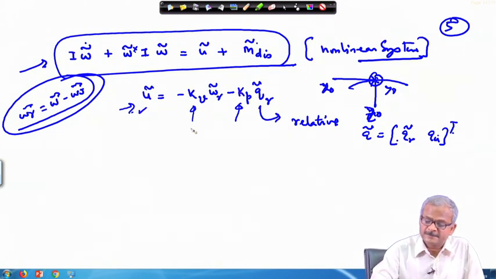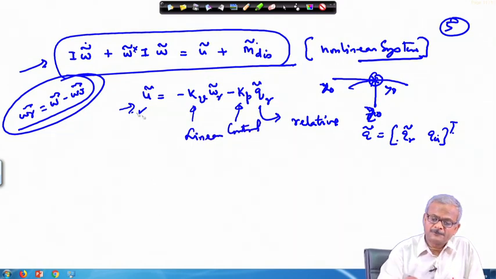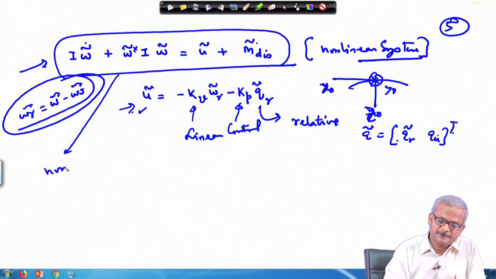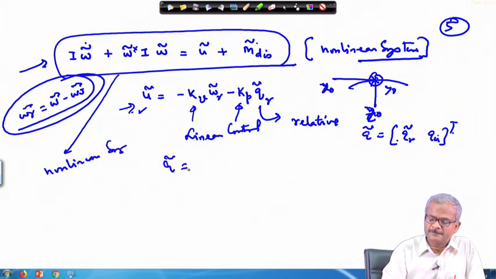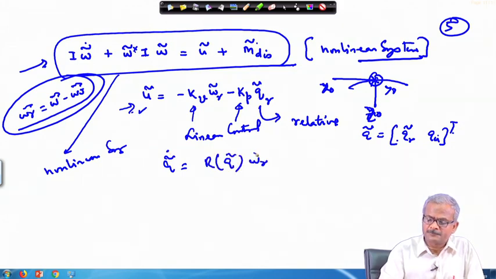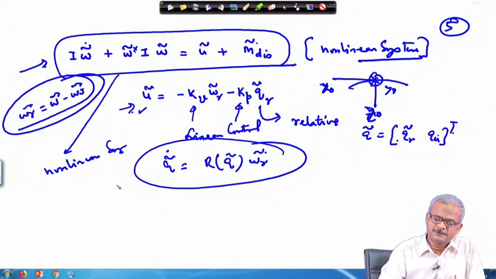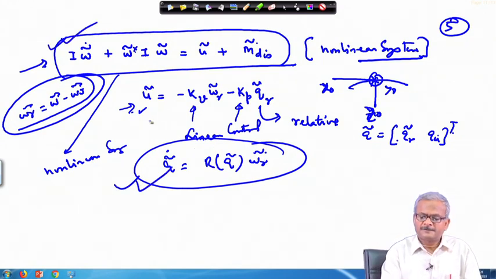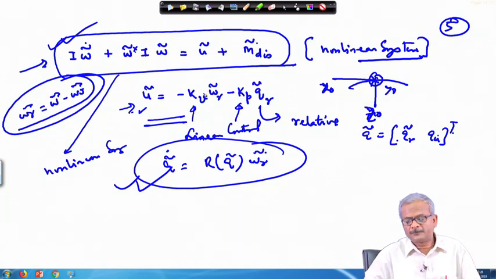So, this is a linear control, but your system is nonlinear. This is the nonlinear system. So, q tilde, you know that q tilde dot will be one half q tilde times omega r tilde. So, use this and this along with this control to solve your problem.